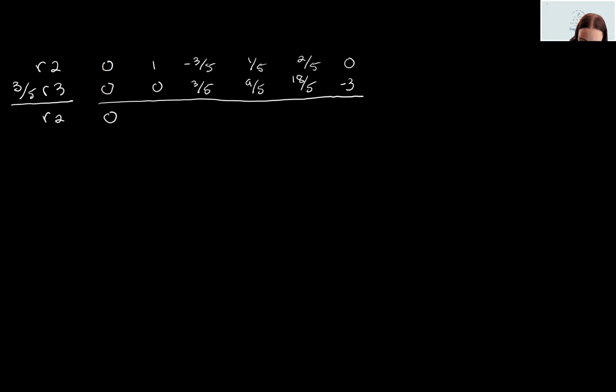So then I add 1. Whoops. Yeah, that's a 0. That's going to be 10. Goes to 2. 18, 19, 20 divided by 5 is 4. Negative 3.